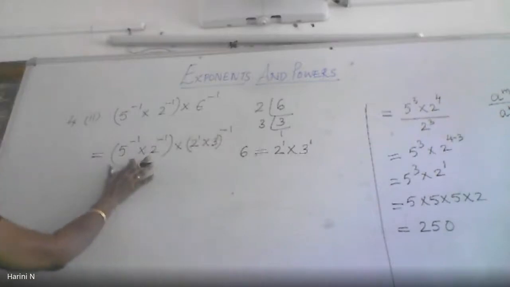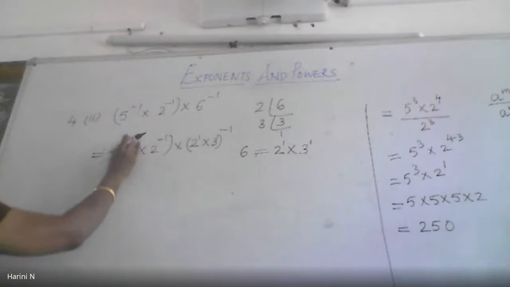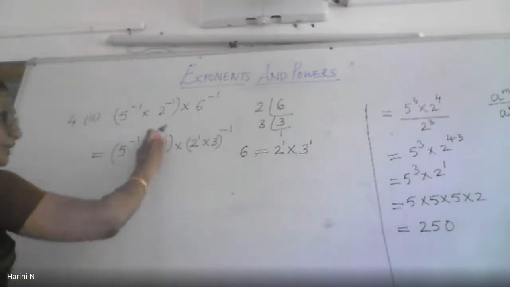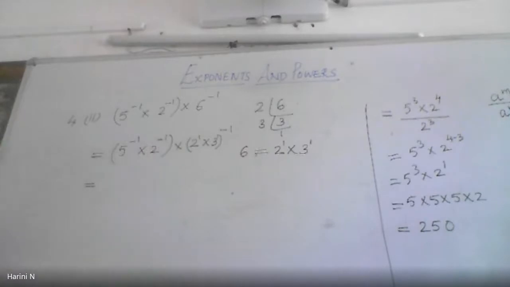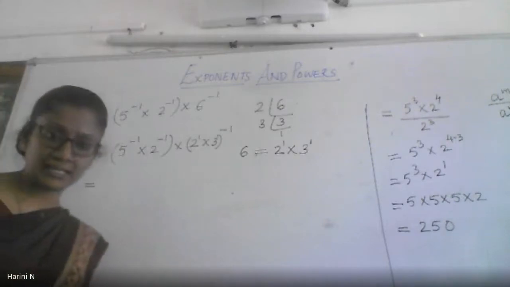First we will see what is here. This is to be taken inside a bracket where you have 5 to the power negative 1 into 2 to the power negative 1. Whenever you have negative powers, what did I tell you? You have to convert it into positive power. What you should do? You have to take its reciprocal.